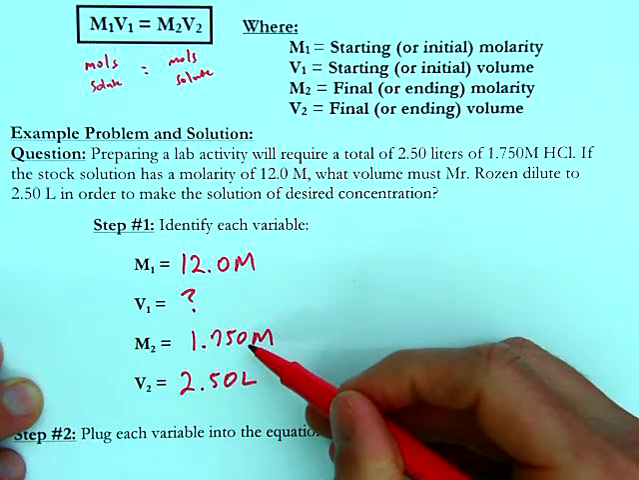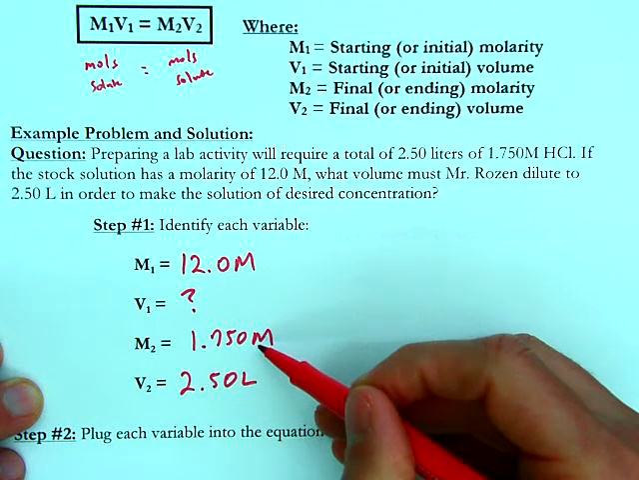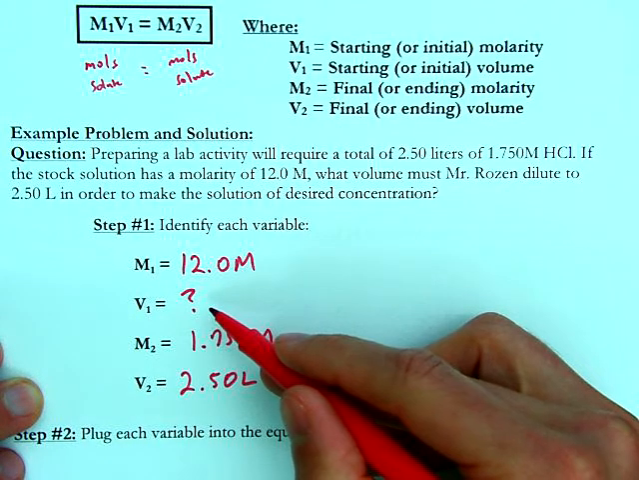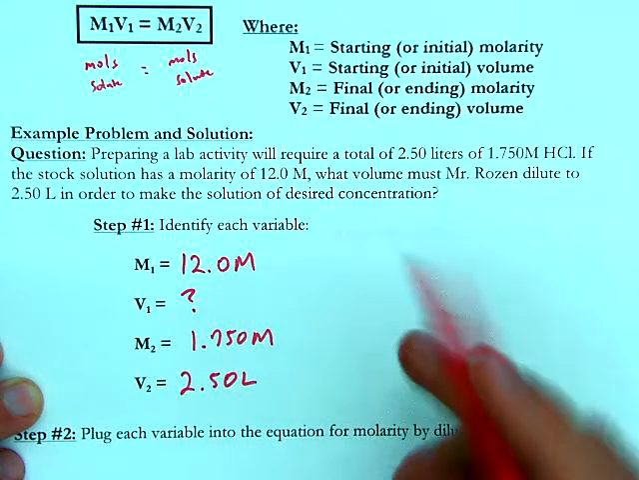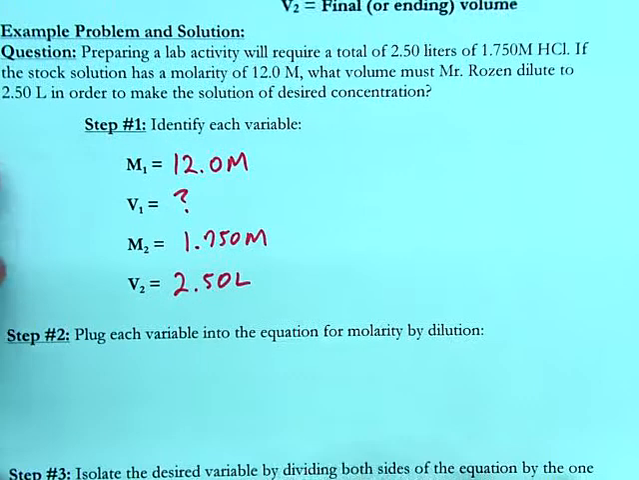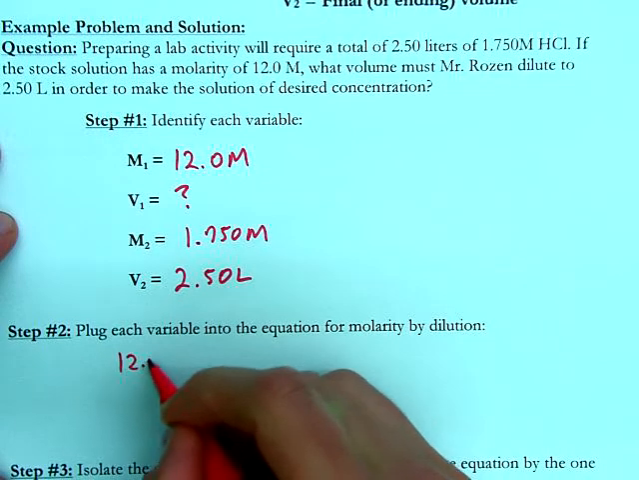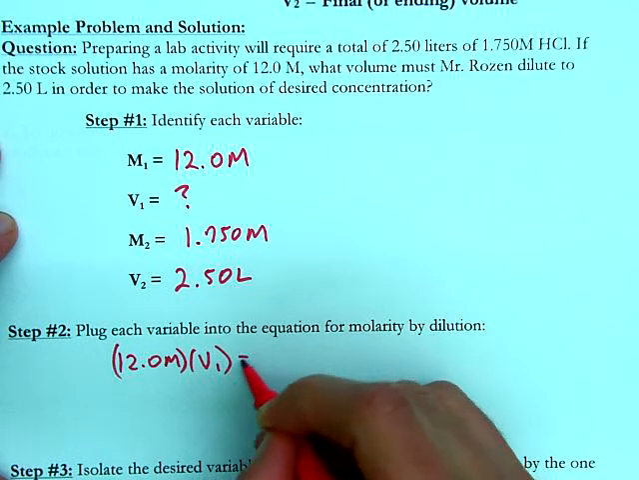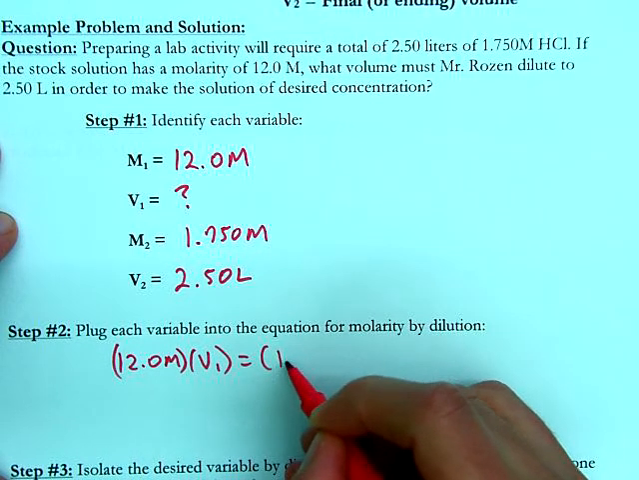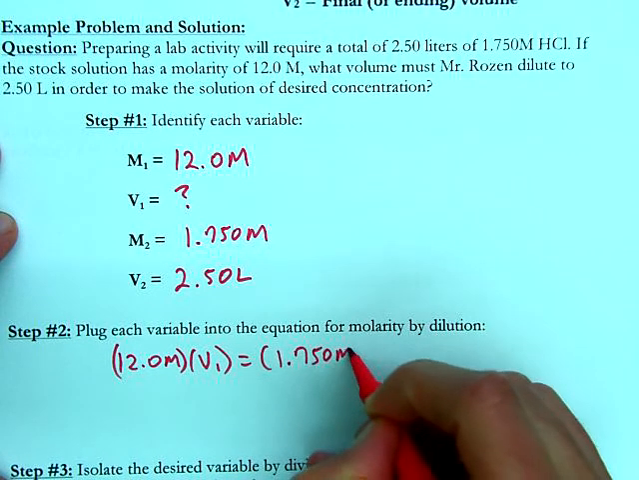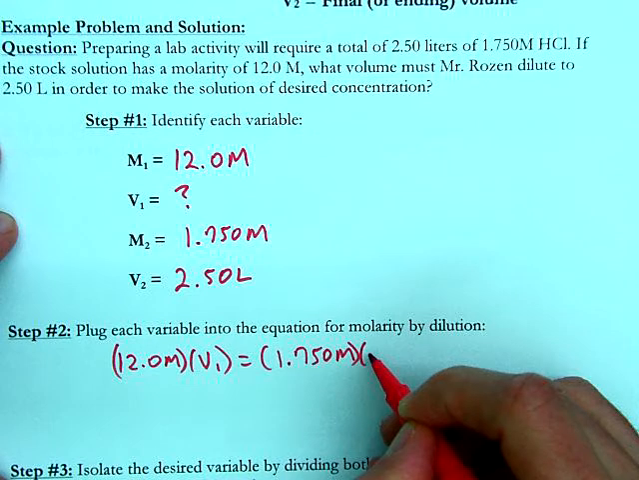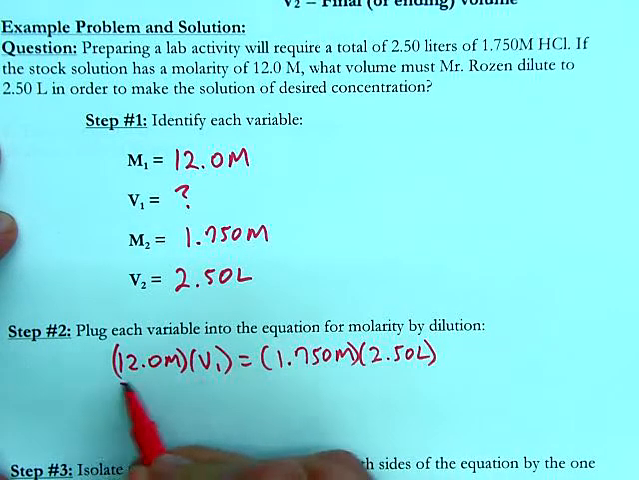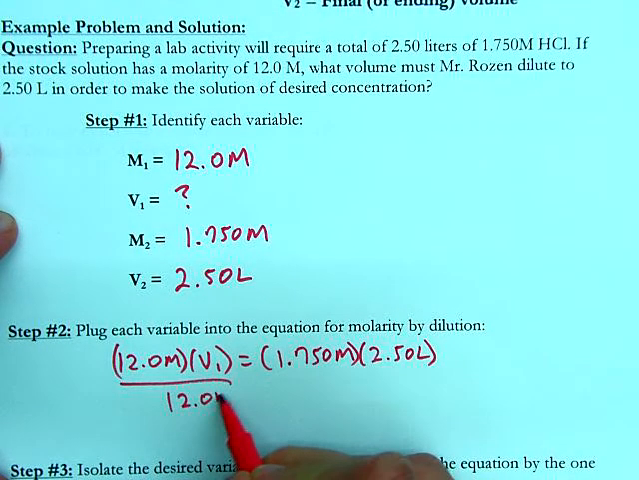I know what volume of what molarity I want to end up with, and I know the starting molarity. I'm wondering, what volume do I need to dilute? All right, so I'm going to plug each of these into the equation. So 12 molarity is my starting molarity. V1 is what I'm solving for. My ending molarity is 1.75, and my ending volume is 2.5 liters. So to solve for V1, I'm going to get V1 all by itself on one side of the equal sign.